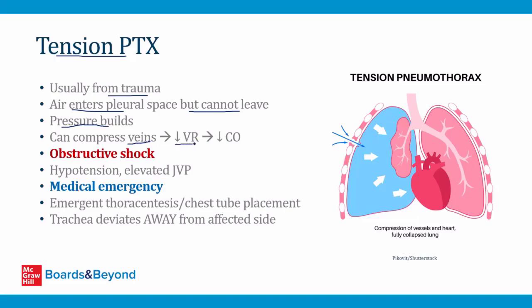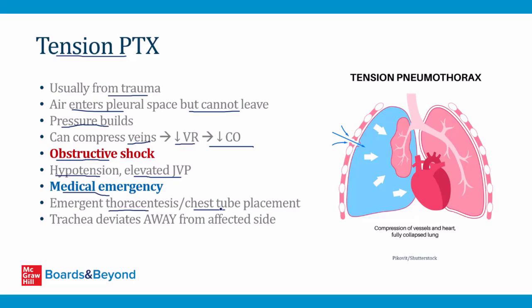This can decrease the venous return to the heart, and in turn that drops the cardiac output. And this leads to a special form of shock called obstructive shock, which I talk about in detail in the cardiology section. So the patient can develop hypotension from low cardiac output. The jugular veins can become elevated. That's because blood can't drain from those veins into the heart, and this is a medical emergency. You need to do an emergent thoracentesis, which is a small hole in the chest, and place a chest tube. And then the patient remains on the chest tube for a day or longer until the hole in the chest heals.